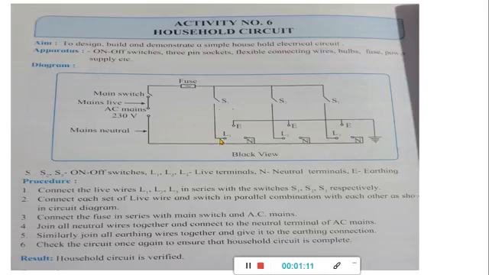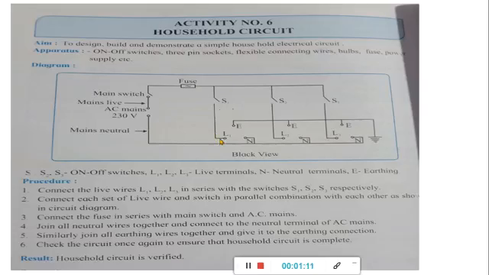So what do we have to do in this? We have to connect the live wires, that is L1, L2, L3, in series with the switches. So how is the live wire connected to the switch? It is connected in series. This question can be asked, how the wires are connected, in series or in parallel. So you have to keep in mind that the live wire is connected in series with S1, S2, S3.